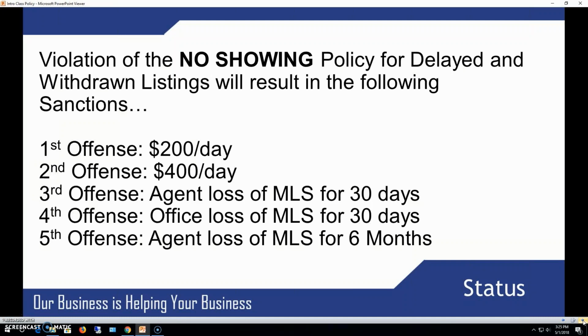If the agent violates the policy a third time in a 2-year period, the agent loses their MLS privileges for 30 days. If the agent does it a fourth time in a 2-year period, the entire office gets shut off for 30 days. And if the agent is still in the business and does it a fifth time in a 2-year period, they lose their MLS privileges for 6 months.